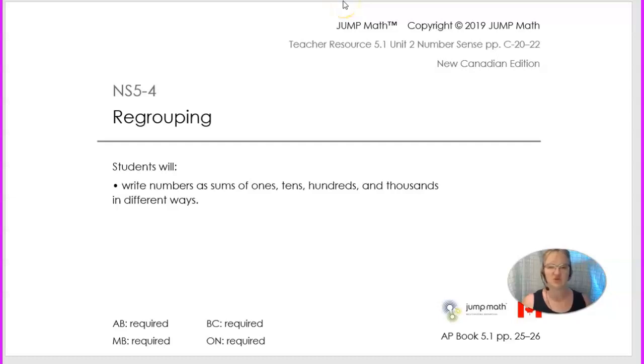So this is lesson 4 of our first number sense unit. And this might be a review for you, but it's a good review to have to remember how our place value system works. So in this lesson, we're going to write numbers as sums of ones, tens, hundreds, and thousands in different ways.